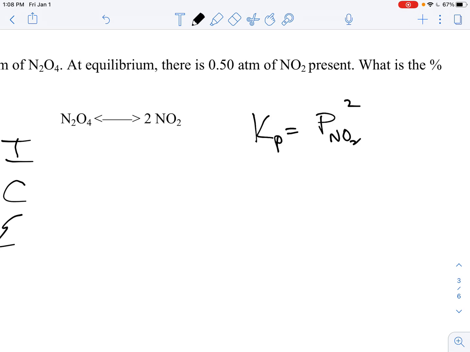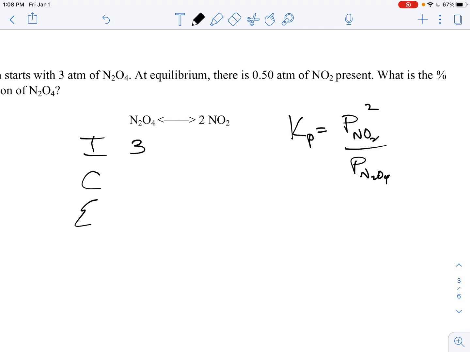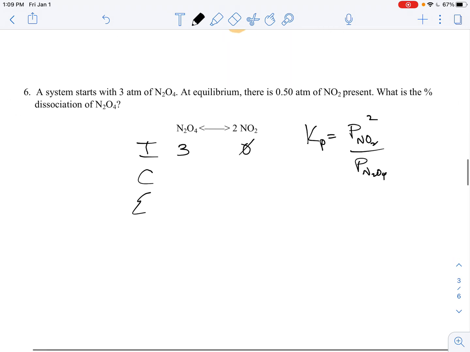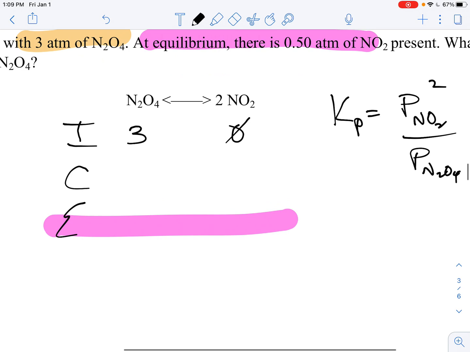If I'm really interested, I'm going to do Kp is equal to the pressure of the nitrogen dioxide squared over the pressure of the N2O4. It said I started with 3 of this, and it didn't say anything about that guy there. But then it said at equilibrium, there's 0.5 of the NO2 present. Well, equilibrium is down here. So 0.5 of the NO2 is this guy.